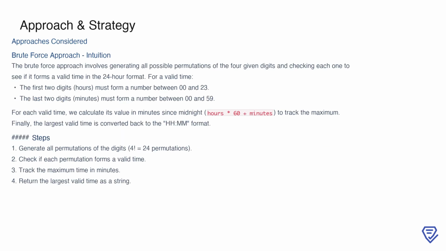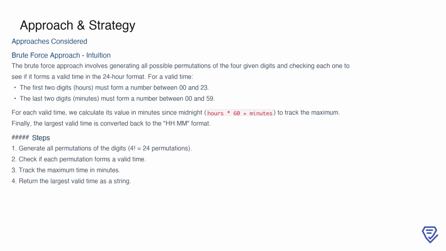To solve this problem, we start by considering the brute force approach. The intuition here is straightforward. We generate all possible permutations of the 4 given digits and then evaluate each permutation to see if it forms a valid time in the 24-hour format. For a time to be valid, the first 2 digits must represent hours between 00 and 23, while the last 2 digits must represent minutes between 00 and 59. Once we identify a valid time, we calculate its total value in minutes since midnight using the formula hours * 60 plus minutes. This allows us to track which time is the largest. Finally, the largest valid time is converted back to the HHMM format for the result.